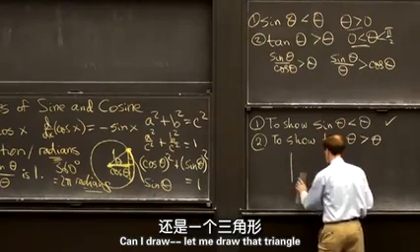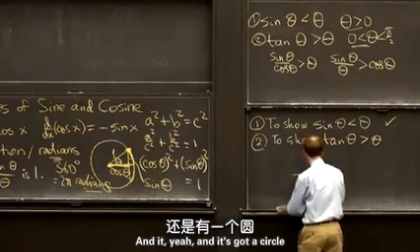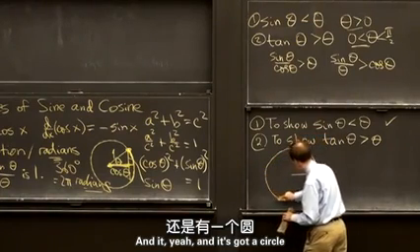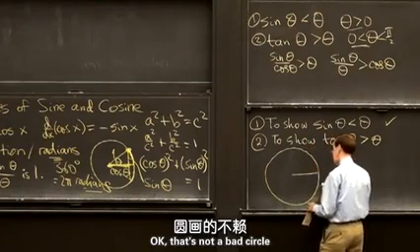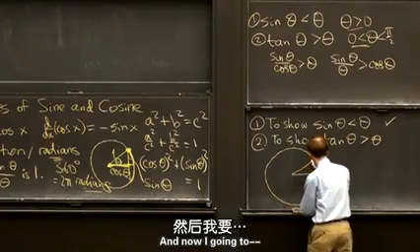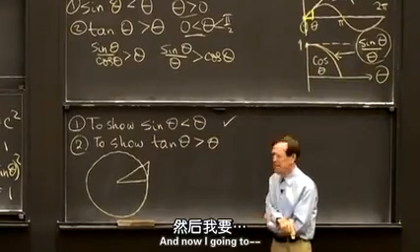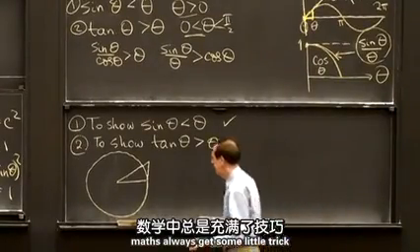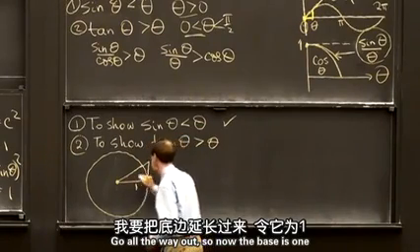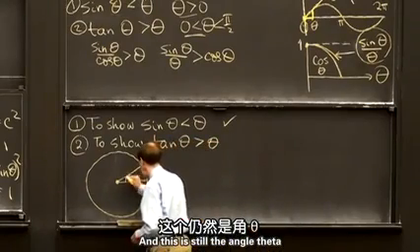All right, let me draw that triangle. And it's got a circle. Okay, that's not a bad circle. It's got an angle theta. And now math has always got some little trick. So this is it. Go all the way out. So now the base is 1. And this is still the angle theta.